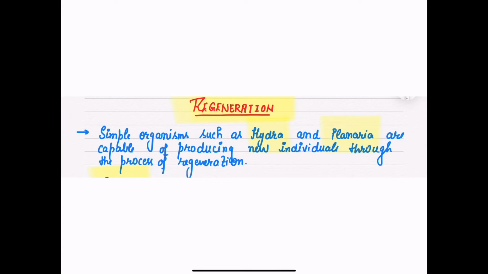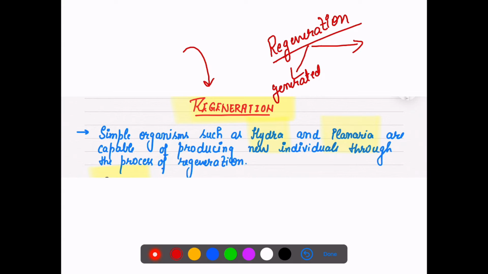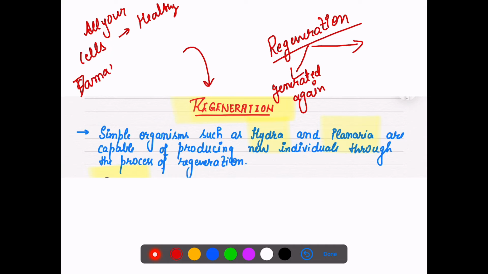Next. Okay, students, the next type of reproduction, the last for today's lecture, is regeneration. I already told you that fragmentation and regeneration are very similar in their reproductive modes, but otherwise regeneration has two meanings in biology. Regenerated means something which is getting generated again. If I ask you a very simple question, are all your cells always healthy? No, every time in our body there are damaged cells, right?